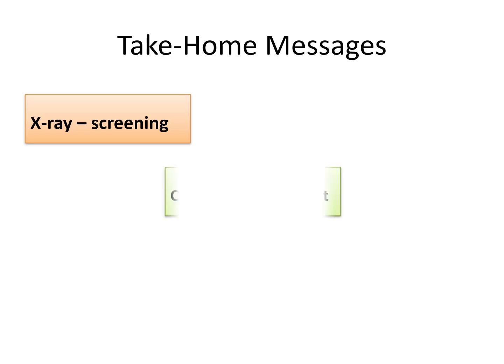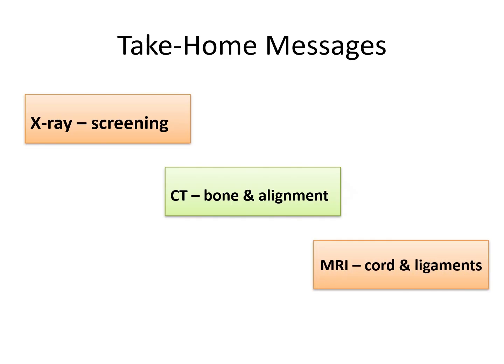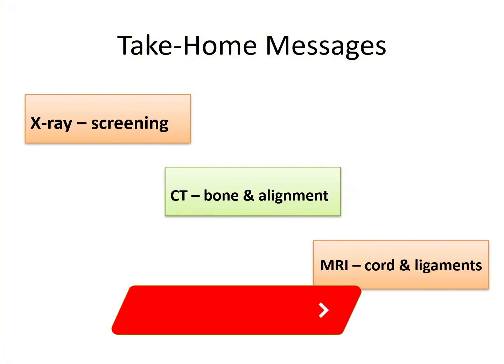Now the take home message is that X-ray is done for the screening of spine injury. CT is the modality of choice for the evaluation of bone and alignment of the spine, whereas MRI is the gold standard for the evaluation of cord and ligament injury.